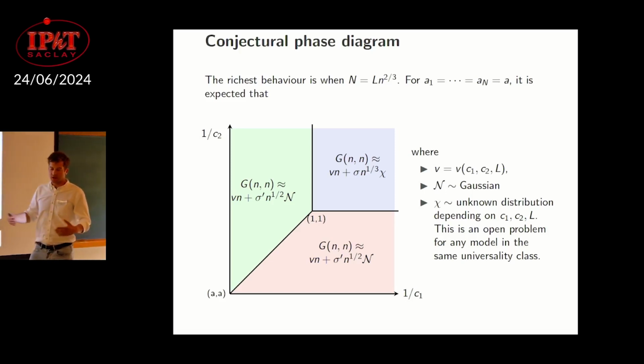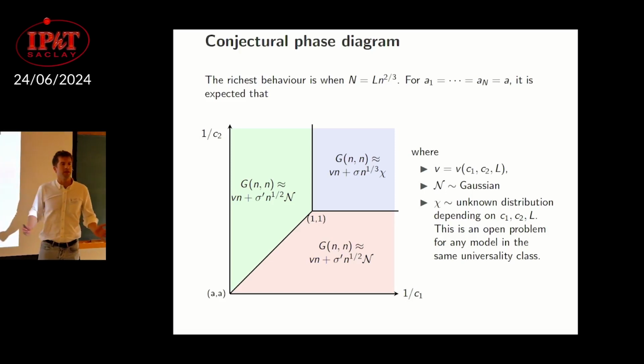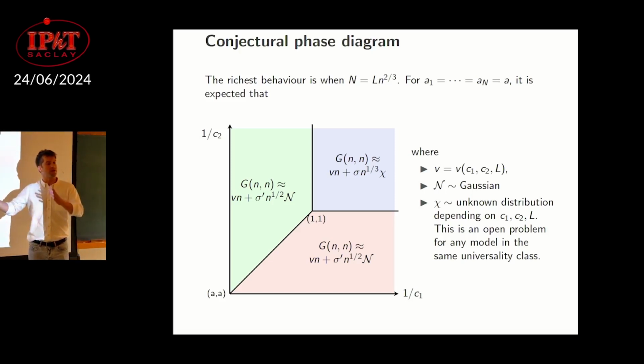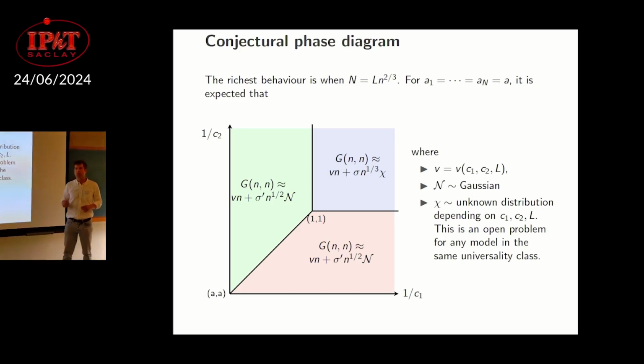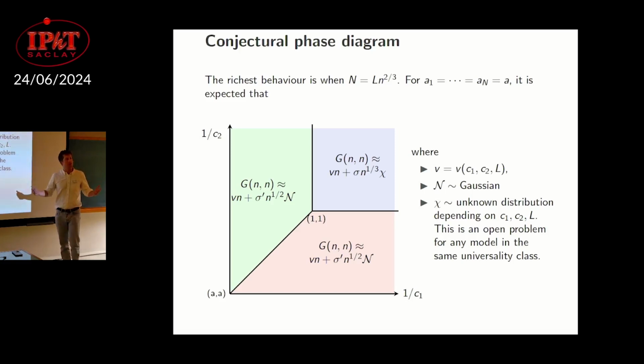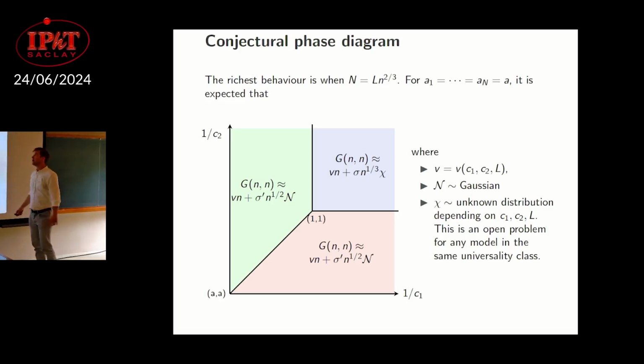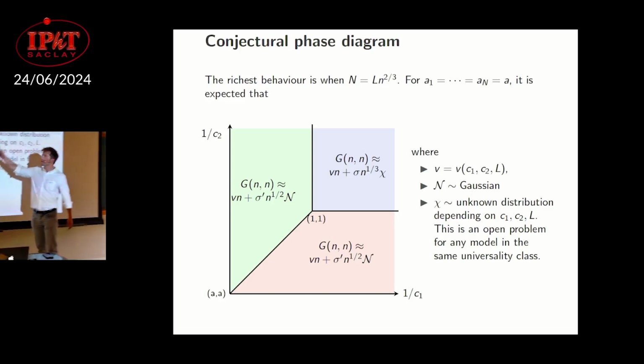So the most interesting scaling to take is when capital N, the width of our strip, is proportional to little n to the power 2/3. And this is something which is well known because it's related to the Kardar-Parisi-Zhang class of models, and so it's the same for all of the models in this class.